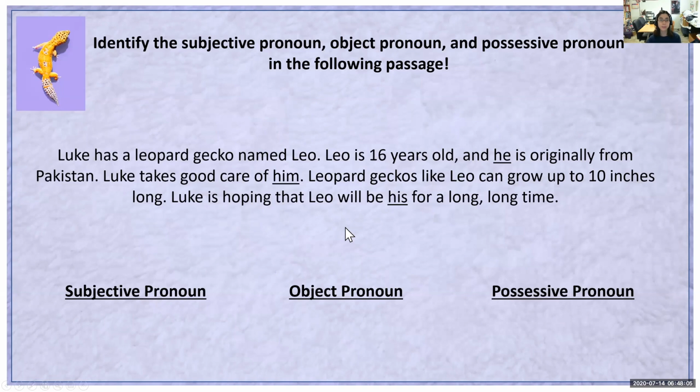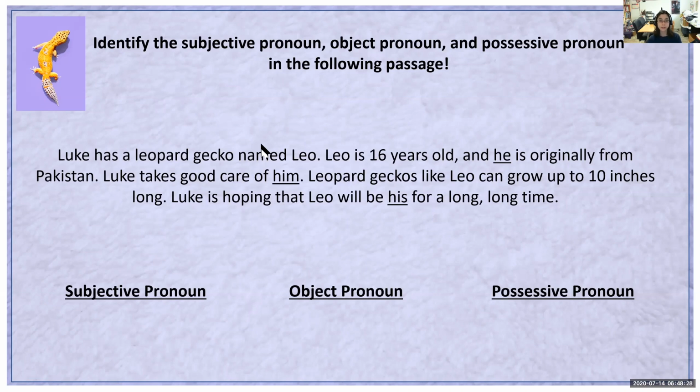Okay, so the passage says, Luke has a leopard gecko named Leo. Leo is 16 years old, and he is originally from Pakistan. Luke takes good care of him. Leopard geckos like Leo can grow up to 10 inches long. Luke is hoping that Leo will be his for a long, long time.